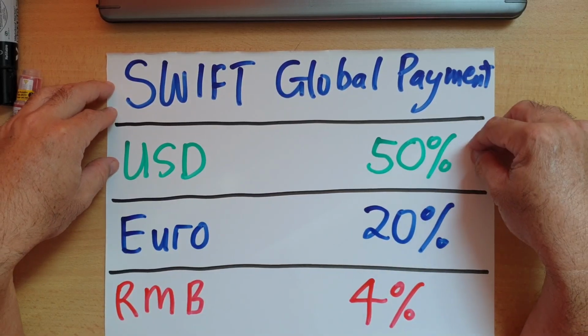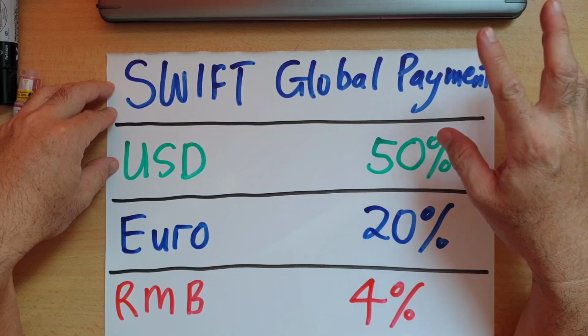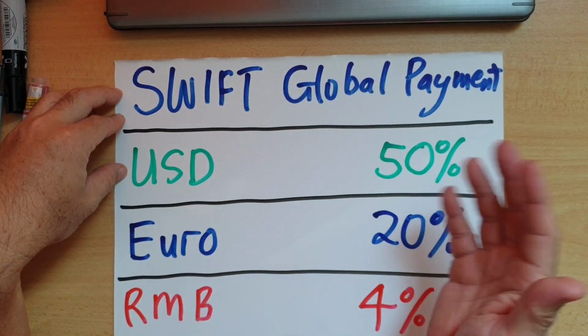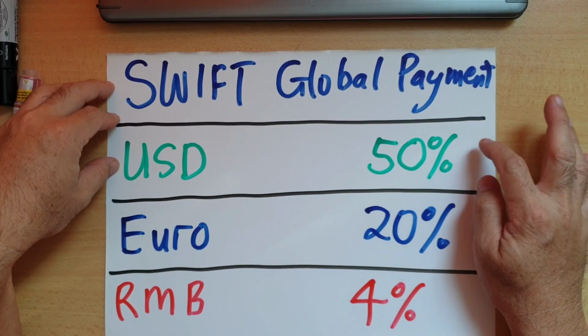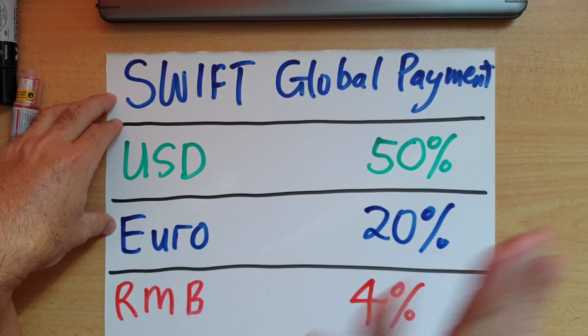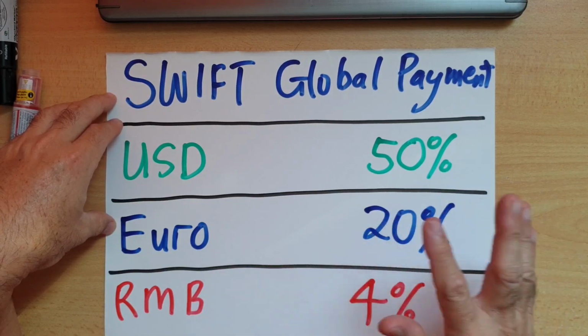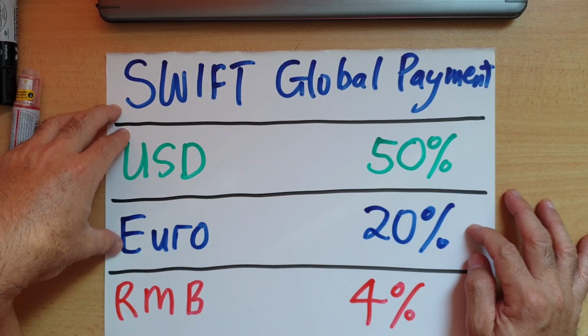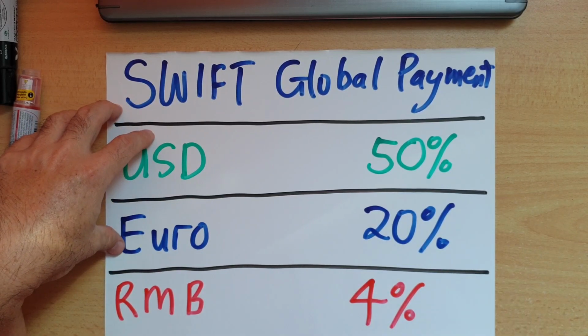Now, currently, US dollar dominate the global payments system. That means out of all the payments, the transaction, 50% are being quoted in US dollar. Euro is used by more than 10 European countries. It's a common currency, so they are 20% of global trade right now. How about renminbi? Renminbi right now is only 4%.